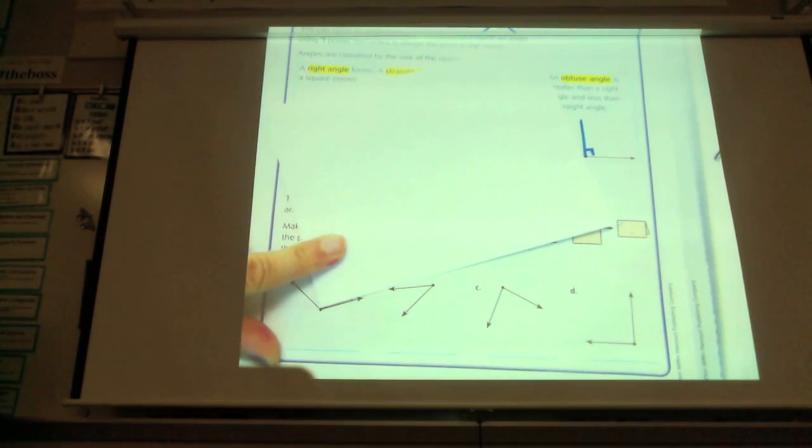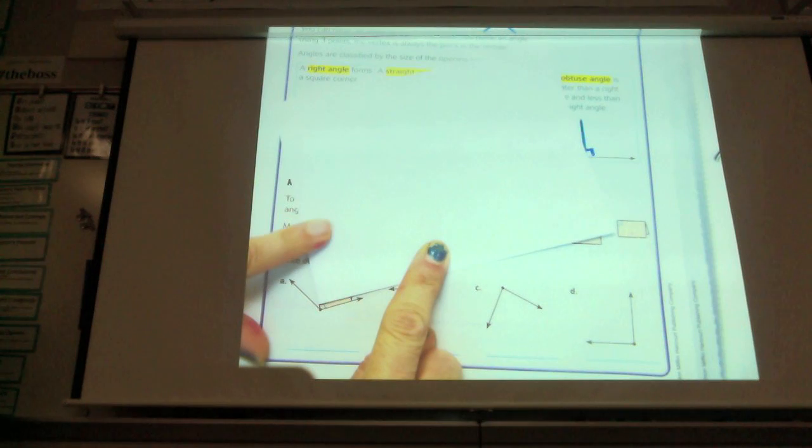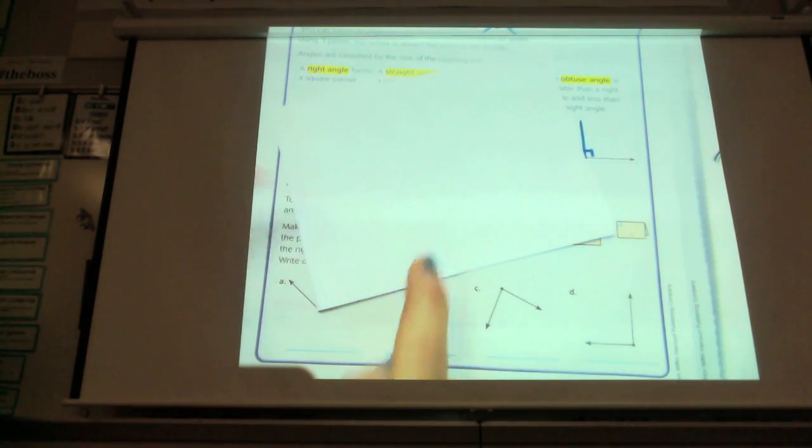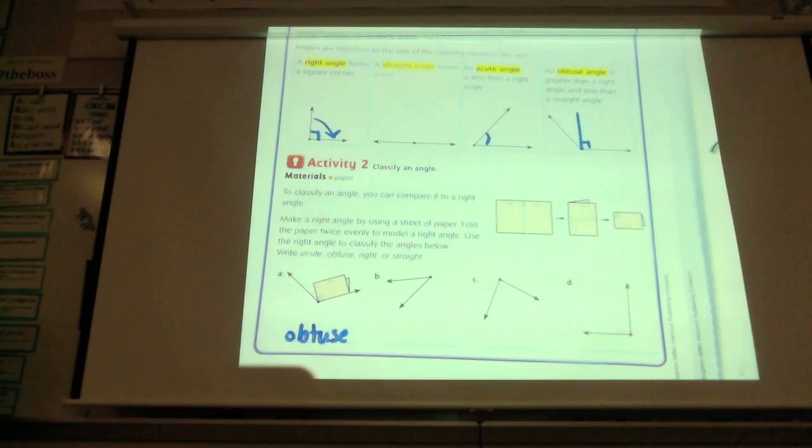one straight edge here, and see, is it bigger or is it greater than a right angle or less than a right angle? Go ahead and tell me. Greater. So what kind of angle is it? Obtuse. Okay, go ahead and do yours. Now looking at angle B, can you tell if it's greater than or less than a right angle? It's less. So what do we call that?